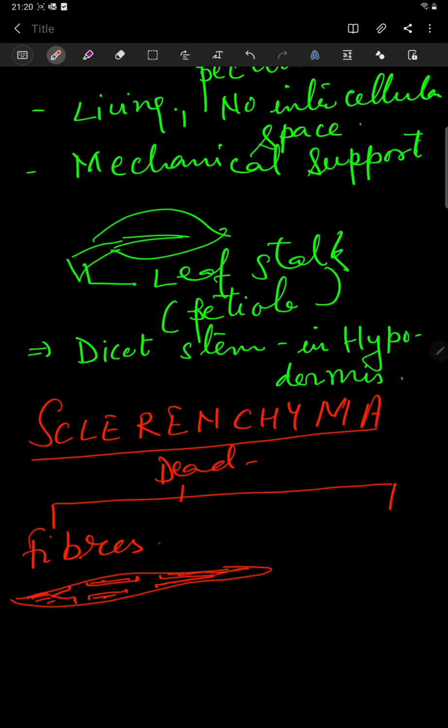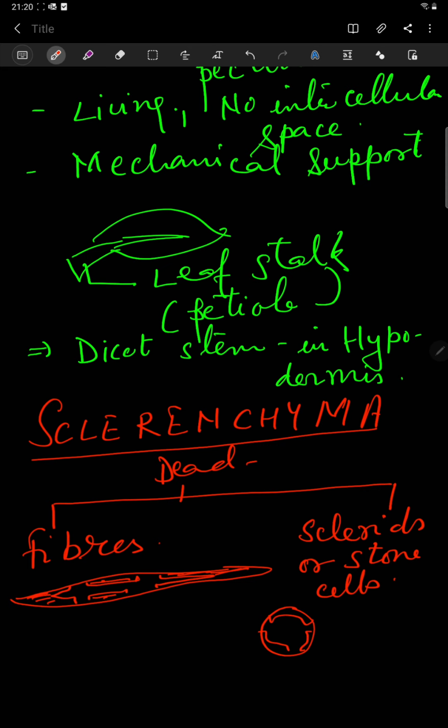So this is sclerenchyma. Along with the fibers, the second type of sclerenchyma is termed sclereids, or stone cells. These are not in the form of fibers, they are present in the form of cells. That means this type of cell is there. The secondary wall is present, and it is made up of lignin. You can observe that there is no nucleus and no cytoplasm inside the cell.